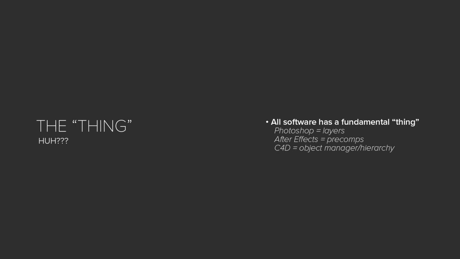For After Effects, to me, it's pre-comps. The idea of taking layers, grouping them together into their own composition that you can duplicate, you can move, you can shift, you can apply different effects to, that completely opens up After Effects. For Cinema 4D, it has to be the object manager and hierarchy. Understanding the parent-child relationship between the things in the object manager is absolutely essential to using Cinema 4D.